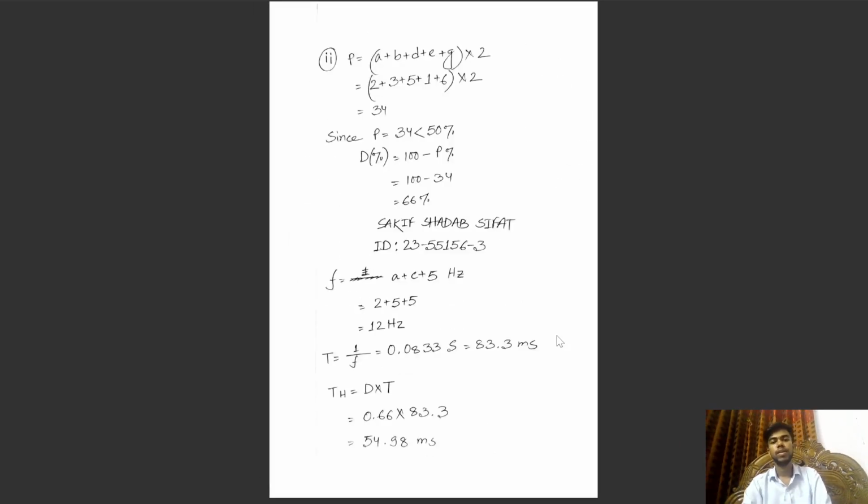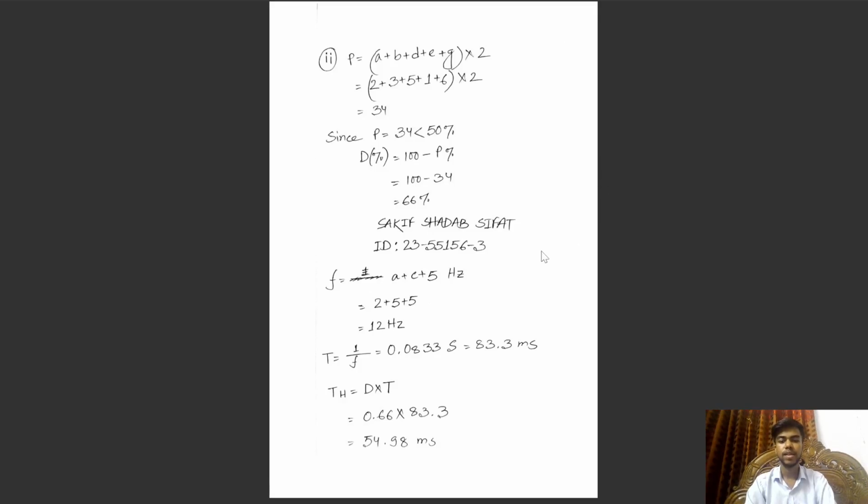So on the second question, it asked me to show the value of P, and the values are A, B, D, E, and G. So the values that I have got from the numbers, which are 2, 3, 5, 1, 6, and multiplied by 2, would be 34. Since P, 34, is less than 50, the condition meets, so D would be 100 minus P, which is 100 minus 34, and it would be 66%.